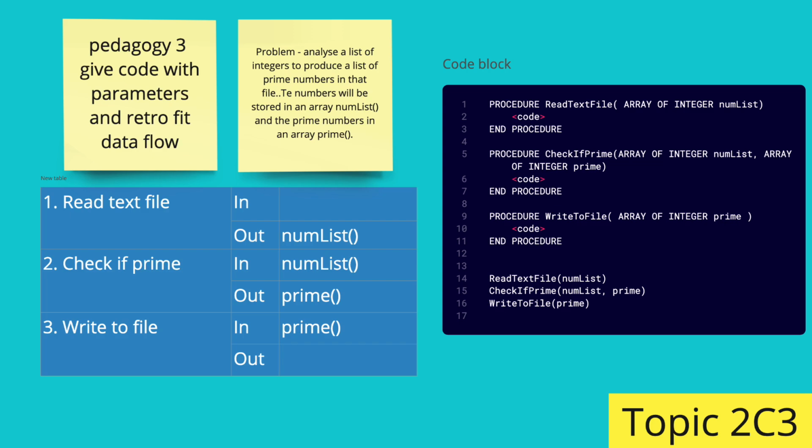So the main program here, lines 14 to 16, and then we've got our procedures in lines 1, 5, and also in 9. Okay, so basically norm list must have been passed out from step 1 and into step 2. Yep, and then we've got prime, which is going to be passed out. So I'll type this in here. Sorry, prime's passed out of step 2 and into step 3.